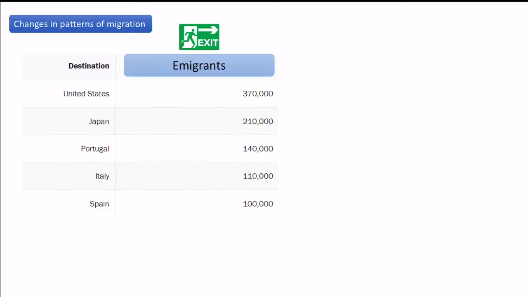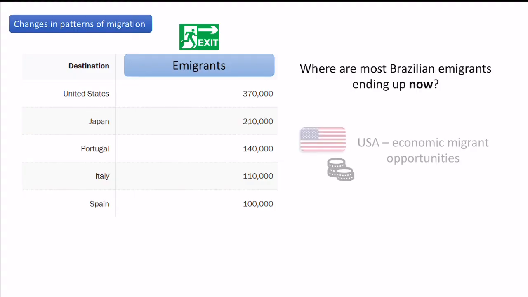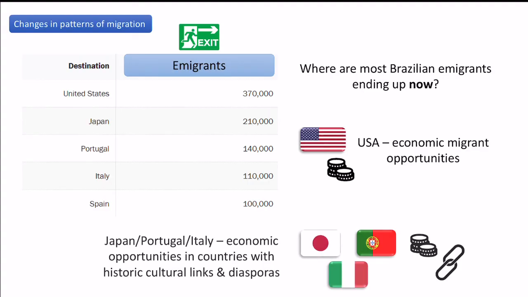Where are people that are leaving Brazil ending up? So there are some clear patterns here. We can see right at the top that most people are still ending up in the USA, where there are economic opportunities, but also lots of people are ending up in Japan, Portugal and Italy. Economic opportunities are a big part of it, but also these are places that they've got historic links with from the 19th century, and therefore there are established diasporas there, which means it's easier for people to integrate.